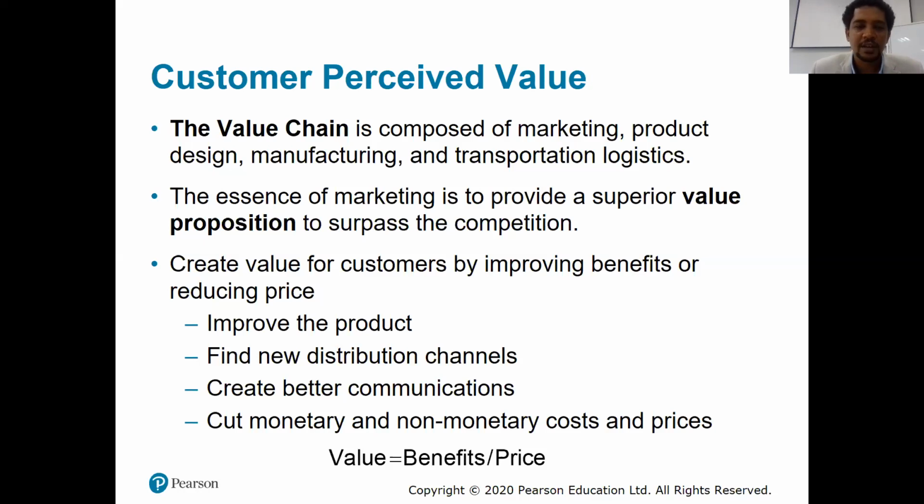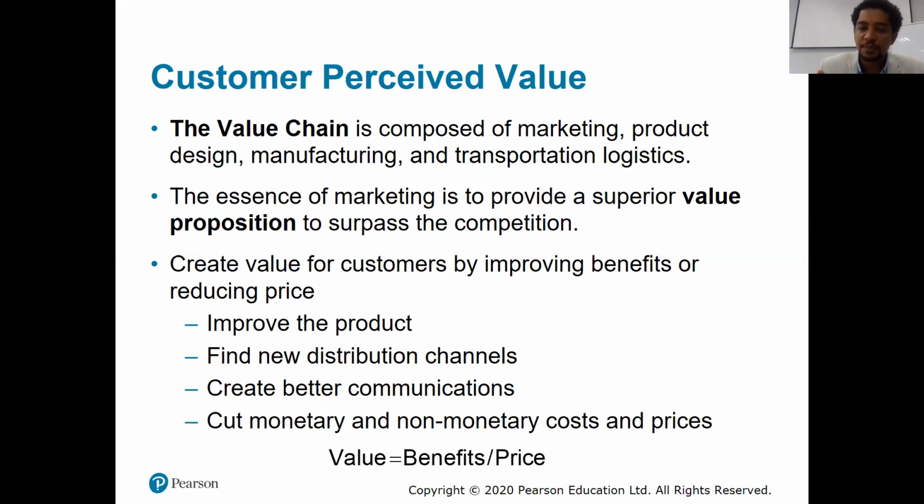Value could be explained in different ways. You might think, well, what is a value proposition? A value proposition could start with improving the product itself. So value could be provided through the four P's of marketing. Value could be added to the product. Value could be added to the promotion. Value could be added to the place, which is distribution. Value could be added to the price of the product. In any of these, in one or two or three or four of them, you have to be better than your competitors. So creating value for customers is by improving benefits or reducing price.